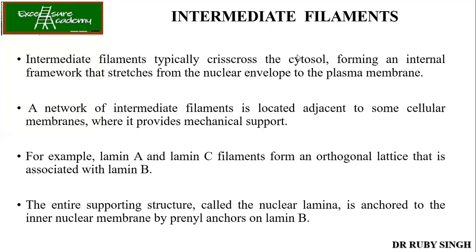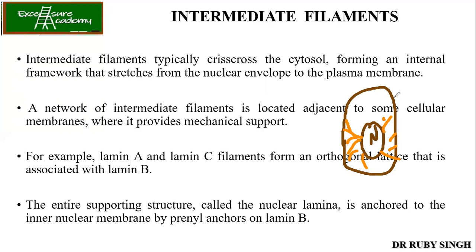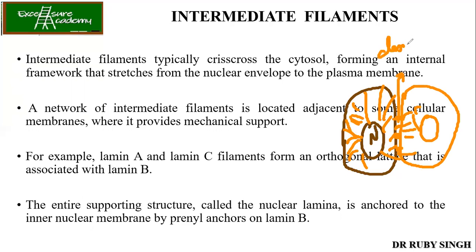So if suppose this is your cell, this is your nucleus. From the nucleus, near the nuclear envelope, it will go towards the periphery of the cell. It is also present adjacent to some cellular membranes where it provides mechanical support. You will have another cell over here, and all these intermediate filaments will be in connection to each other. That connection is nothing but your desmosomes.